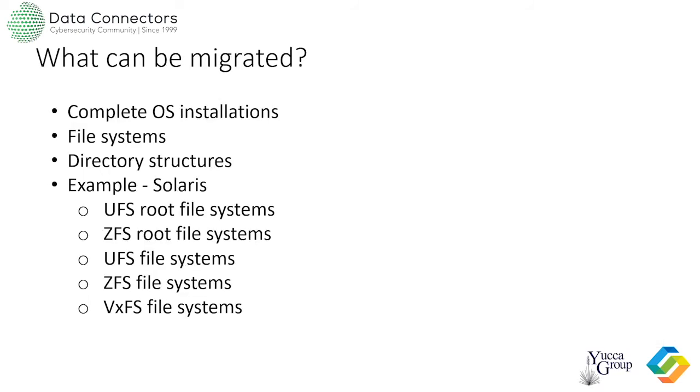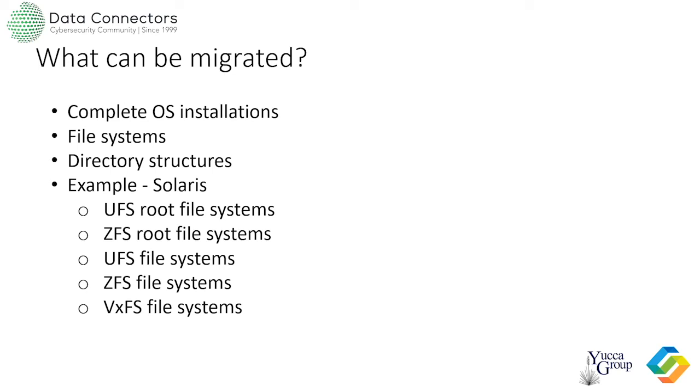And in that context, what can be migrated? You can migrate your complete operating system installations, lock, stock, and barrel. We'll talk about a method to do that here in a minute. You can migrate just pieces of file systems that are specific to your application, directory structures that are specific to your application.